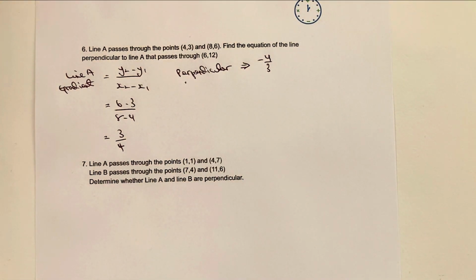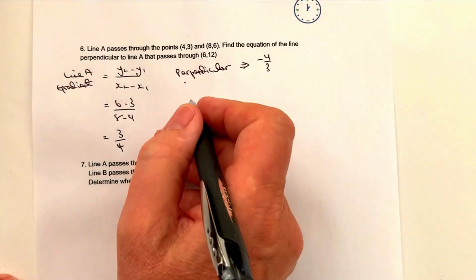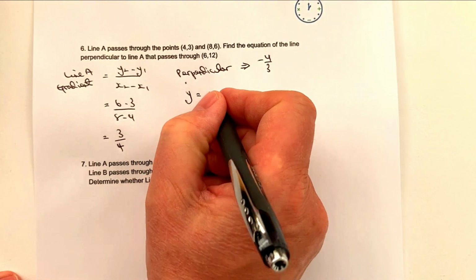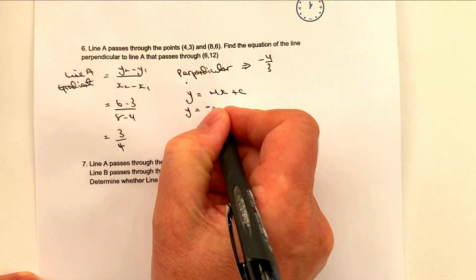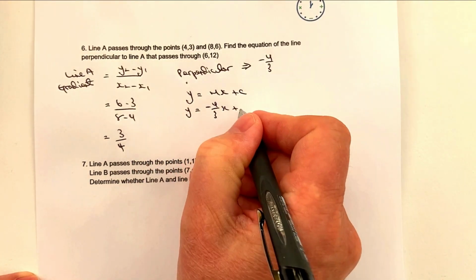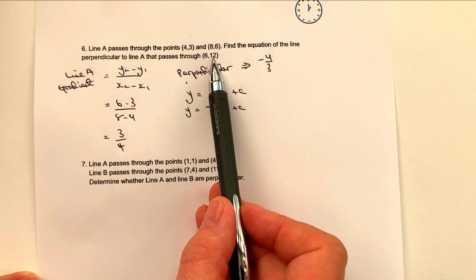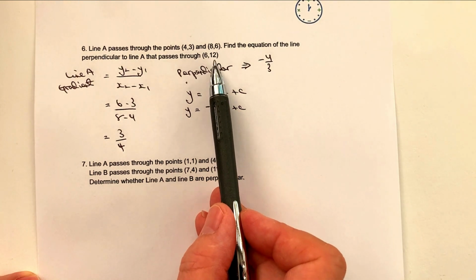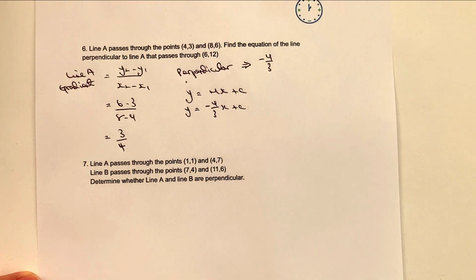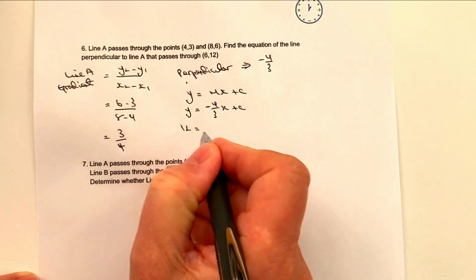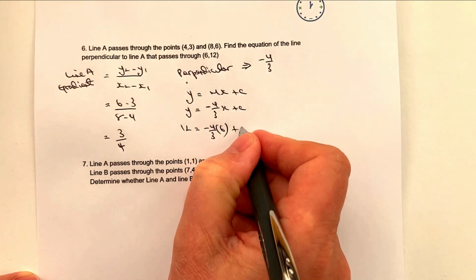I've got this line which I know has this particular gradient, but I want the line to be written in the form y equals mx plus c. I've got the gradient, so I can write y equals minus 4 over 3x plus c. My problem is that I haven't got the value of c. However, I do have a value of y and a value of x, so I can put this information into the equation to work out c. I could write that as 12 equals minus 4 over 3 times 6, plus c.